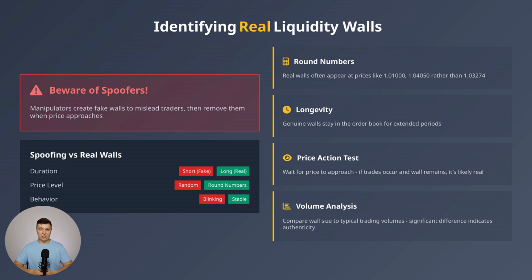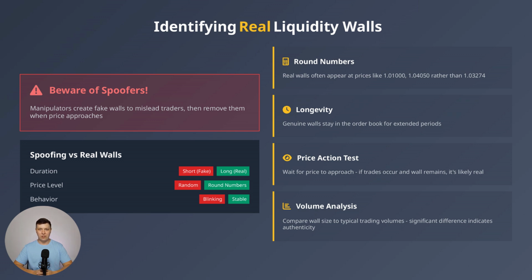There is no absolute protection here, but there are recommendations to reduce the chances of losses. First, ideally, liquidity walls should be at round numbers. When a real order is placed, it is more likely to be at a price like 1.010010, 1.04050, etc., rather than 1.03274. Second, it's good when a liquidity wall stays in the order book for a long time. Spoofing liquidity walls are often added and removed quickly. They blink, so their lifespan is usually short. Third, with experience, you can wait for the price to approach the liquidity wall. If there were trades at its price and the liquidity wall did not disappear, then enter the trade at market price if it hasn't bounced too far yet.